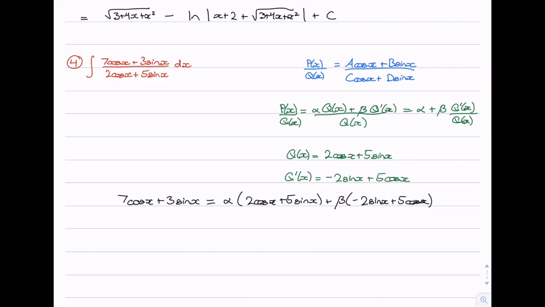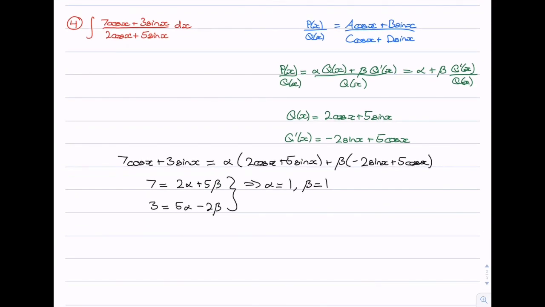So what do we need to do? We need to equate coefficients. We need to get coefficients of cos of x, which is 7 equals 2 times alpha plus 5 times beta. And we have for sine, the coefficients are 3 equals 5 alpha minus 2 beta. You can go ahead and solve that, and you'll get alpha equals 1 and beta equals 1. Okay, so now that we've done that, we can rewrite our integral in a certain way.